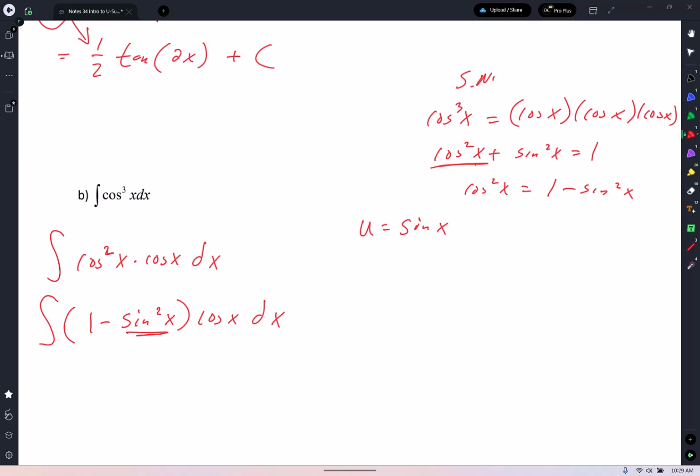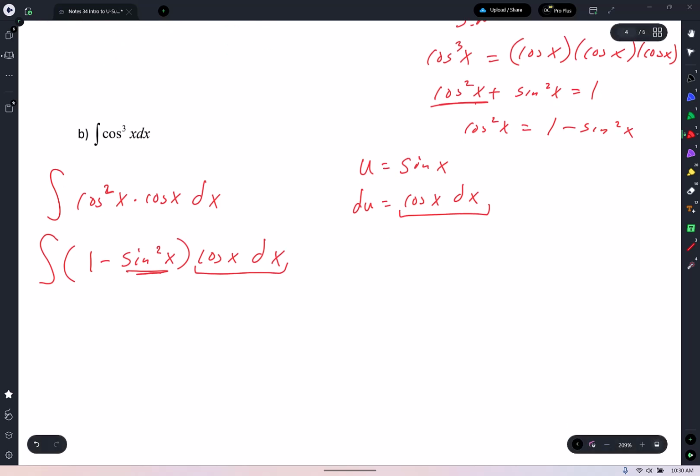So if you would have made u 1 minus sine squared, you would have done chain rule, and you would have had 2 sine x cosine x dx, and it looks ugly. So now look, du equals cosine x dx. Look, nice and pretty. Cosine x dx is right there. That is just du. All right, guys, focus.